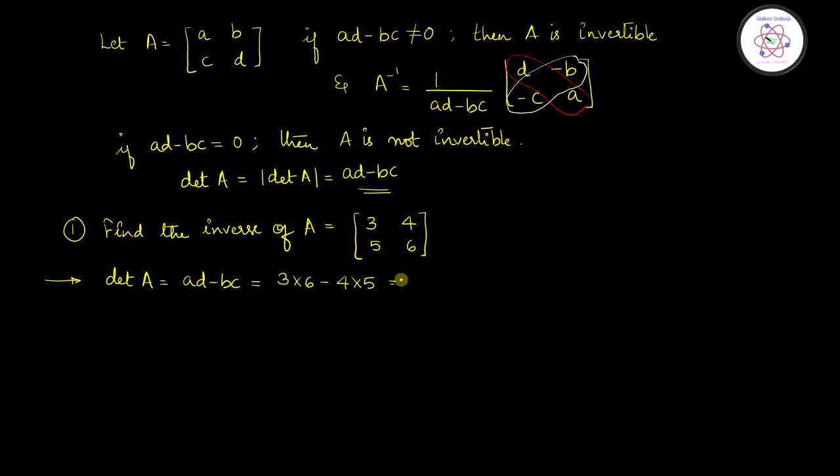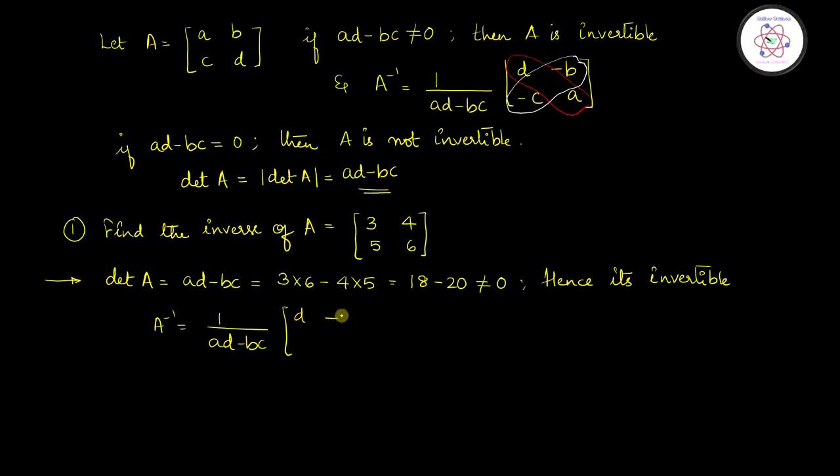So this is 18 minus 20, which is not equal to 0. That means this matrix is invertible. So A inverse can be determined. A inverse is equal to 1 divided by AD minus BC, into D, minus B, minus C, A. So this is equal to 1 divided by, the result of this is equal to minus 2.